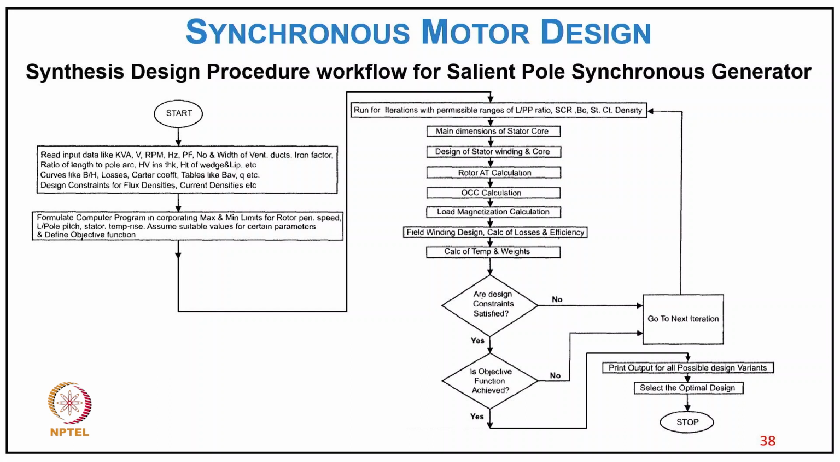Are the design constraints satisfied? No. Go to the next iteration. If yes, is the objective function achieved? No. Go back. If yes, then print the output result and possible design variants, and select the optimum design.